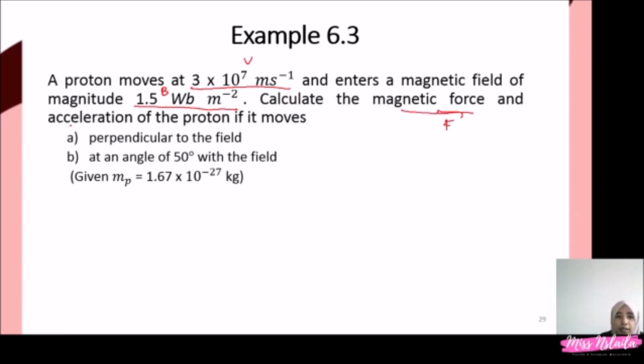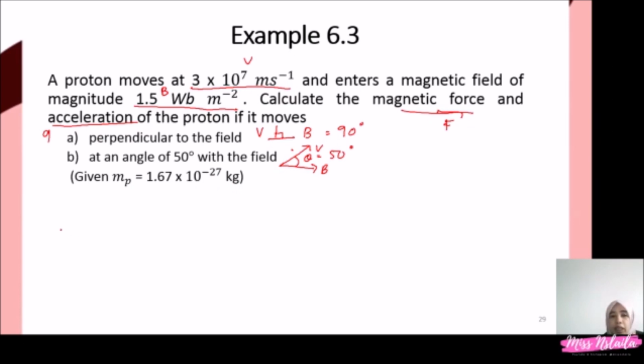And acceleration of the proton if it moves perpendicular to the field. Maksudnya, V is 90 degrees with B, 90 darjah. And question B, the proton moves at an angle of 50 degrees with the field. Bermaksud angle di antara, let's say V ke sini, B ke sini, angle between them is 50 degrees. Given the mass of proton is 1.67 times 10 to the power of negative 27 kg.